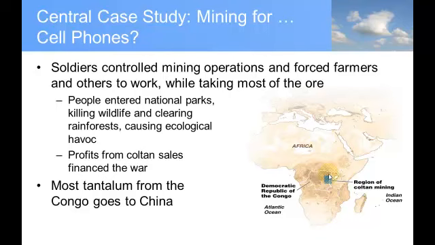So in addition to the environmental impact of the coltan mining, this has caused lots of human rights abuses as well. And because of this, many electronic manufacturers are under tremendous pressure by activist groups and human rights organizations to not buy their coltan from the Democratic Republic of the Congo.